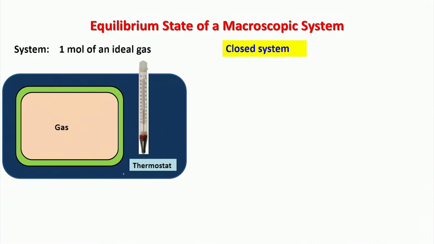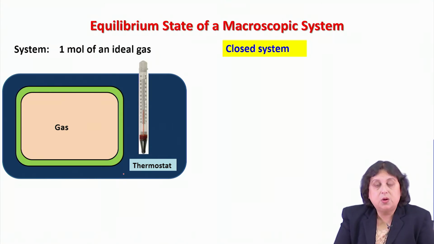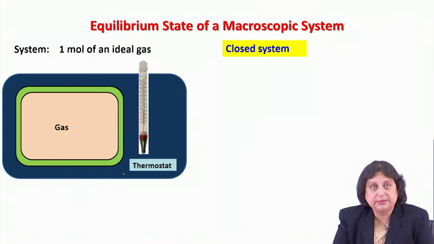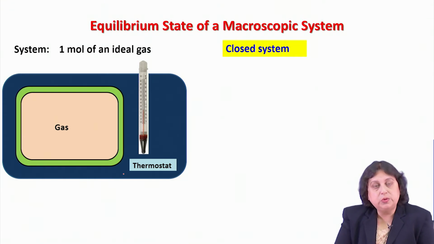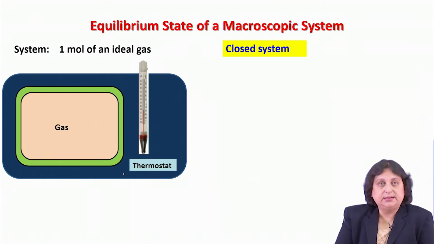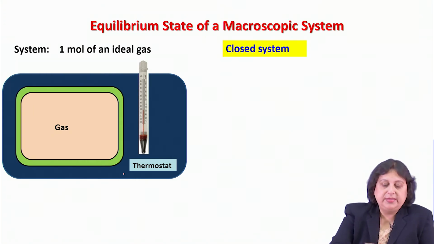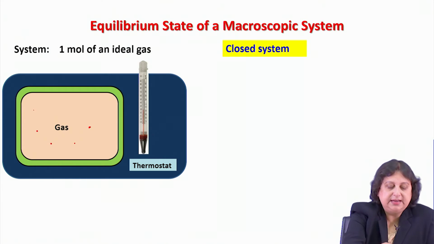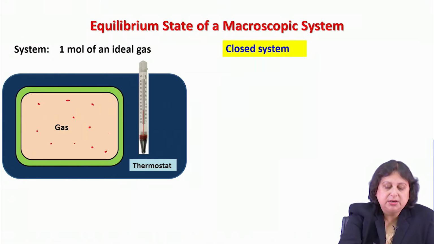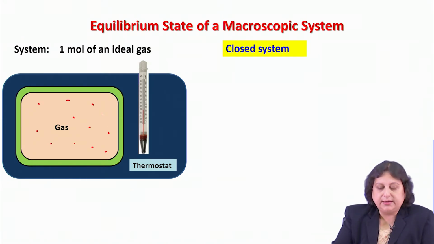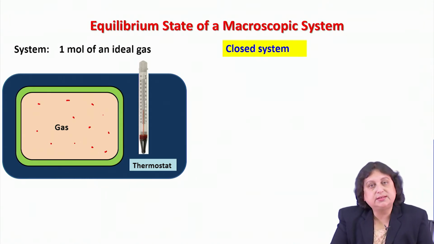Now, if I have not an isolated system, but what I mean as a closed system, then what I would do is the same cylinder that I had before, a stainless steel cylinder with the gas inside it. I will put it in contact with what I know as a thermostat. So, what is a thermostat?